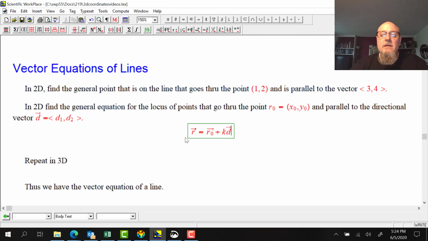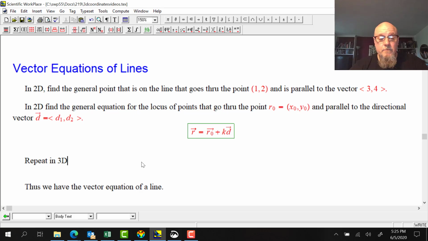Pick a different k, get a different point on the line. You're picking one value, a k value. So it's a one-dimensional object. A line is a one-dimensional object.